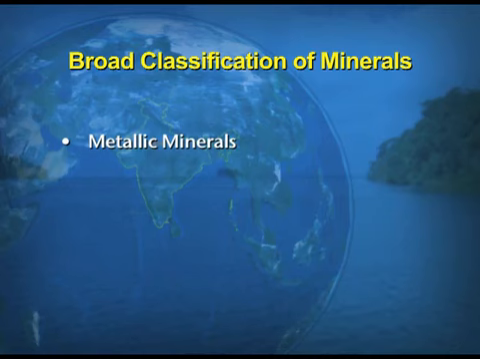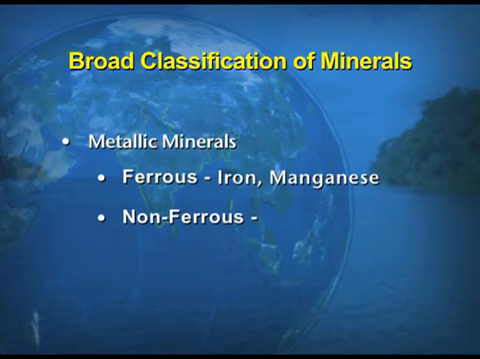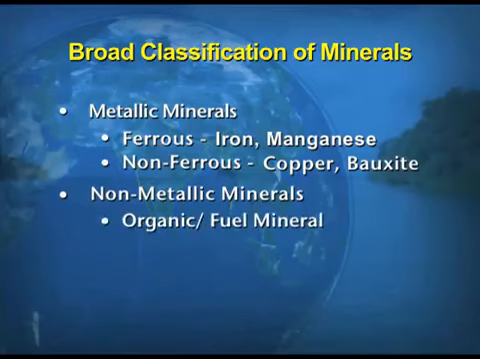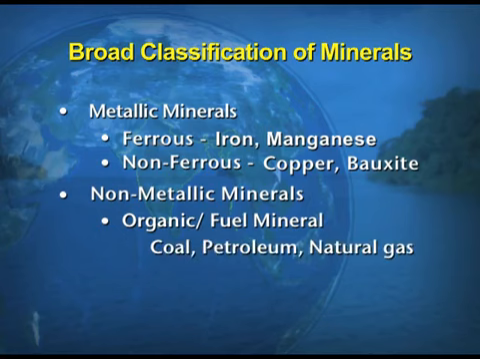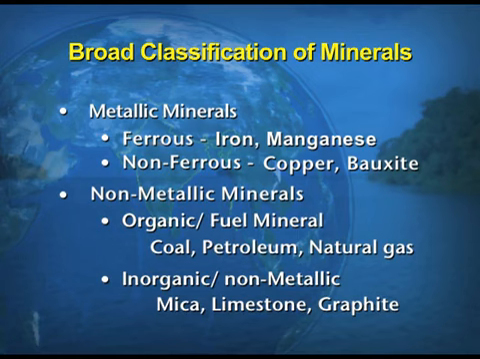Metallic minerals are further divided into two types. They are ferrous and non-ferrous. The examples for the ferrous, which has iron content, are iron and manganese, and the non-ferrous, copper, bauxite. And lastly, we take up the non-metallic minerals, which are further divided into two types. One is the organic, that is a fuel mineral, maybe coal, petroleum, natural gas. And lastly, the inorganic non-metallic minerals, for example, mica, limestone, etc.